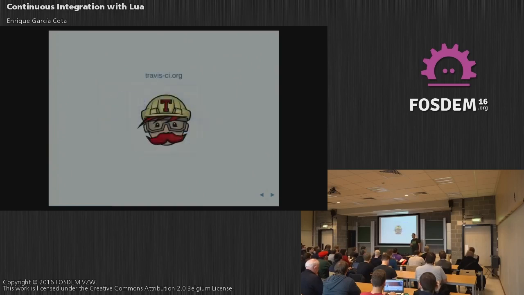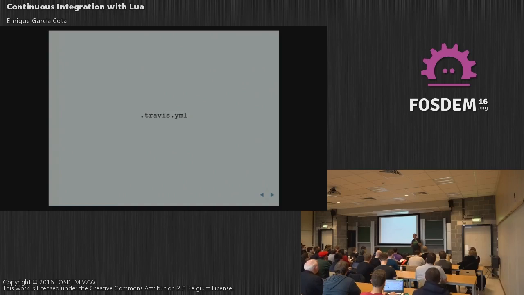Well, I'm using Travis. And if you're using Travis, you need something called .travis.yml. I'm going to call it Travis.yml from now on. This is a file that you put on your repo. And it basically tells Travis how to do those checks I told you about at the beginning.